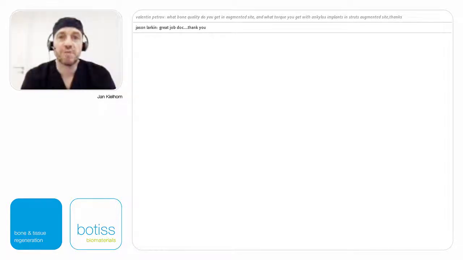I can load implants immediately. If I can load implants immediately with 30 and 35 Newton centimeters insertion torque, why should I get more to have more risk of stress on bone? So that is my personal protocol.